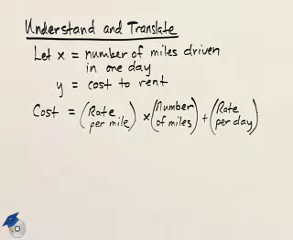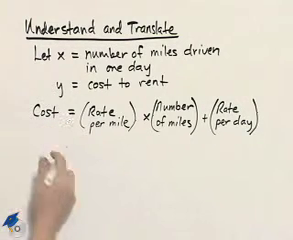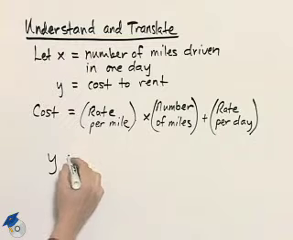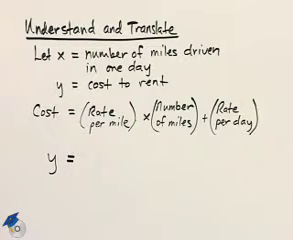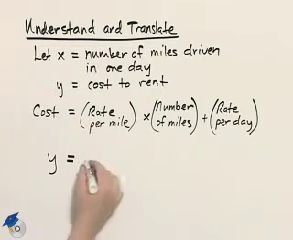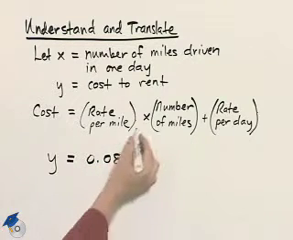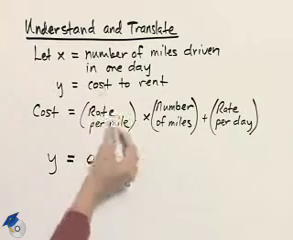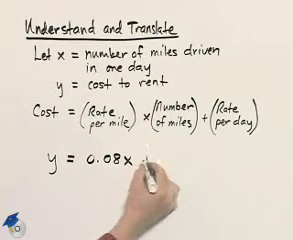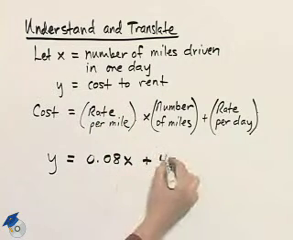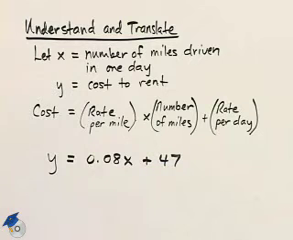So we can write our equations now. The first equation is going to be y, since y represents the cost. For the first truck, the rate per mile is 8 cents, so I'll write that as 0.08. The number of miles is our x variable, and the rate per day is $47. So that's the first equation.